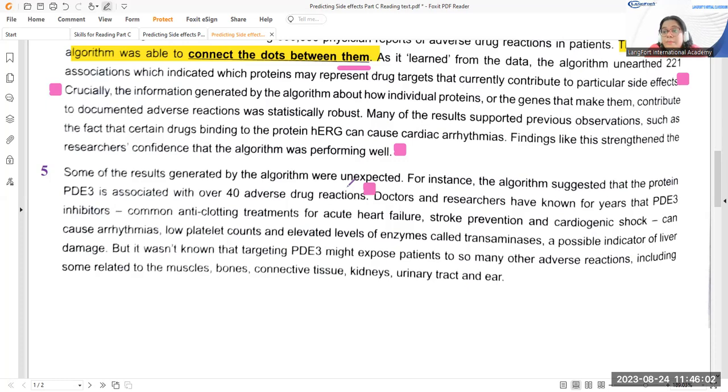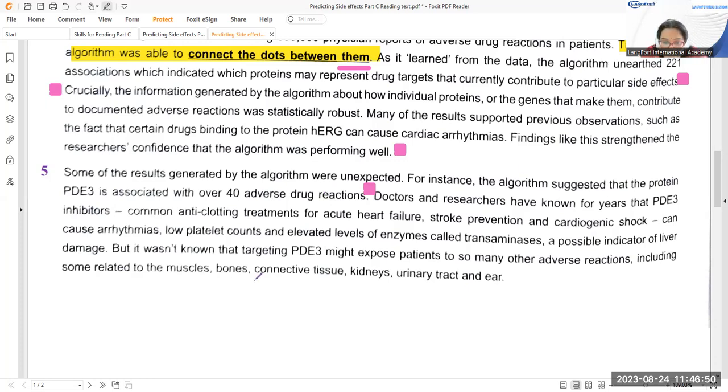I want you guys to remember, whenever associated comes into the picture, associated does not mean accompanied. It means connected to. Associated with means connected to or related to. It does not mean accompanied by or along with. That is different. Associated with means related to, connected to, linked with. So some of the findings that the algorithm developed were unexpected. For example, the algorithm suggested that the protein PDE3 is related to over 40 adverse drug reactions. Around 40 of the negative drug reactions are connected to the protein named PDE3.